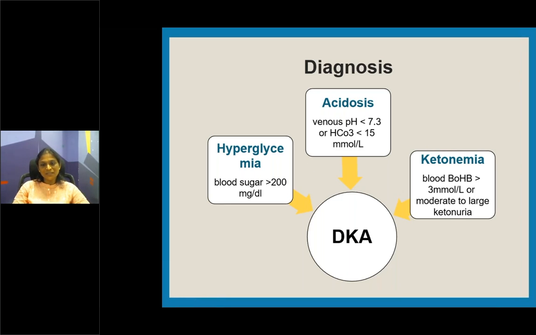The problem is most of our hospitals don't do ketones in our own laboratory. They are outsourced. So we have problems with getting a blood ketone level as early as 1 or 2 hours. The other alternative we go in for is a urine ketone. Urine ketone has to be in moderate or large quantities. If facilities are available for blood ketones, the major component of ketone is beta hydroxybutyrate. This has to be more than 3 millimoles per liter.